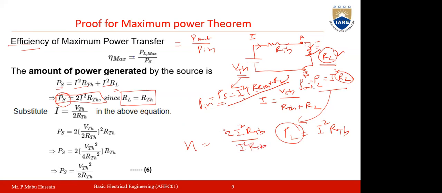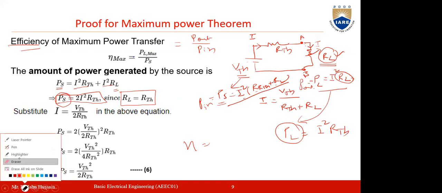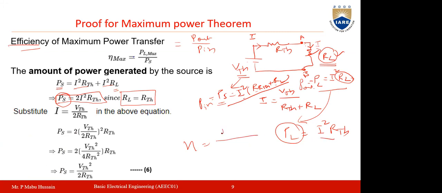Sorry, I have written it in reverse. The efficiency is equal to output power, which is I square into RTH, by input, which is 2 times I square into RTH. Now these two will get cancelled. So the efficiency you are getting is 1 by 2.